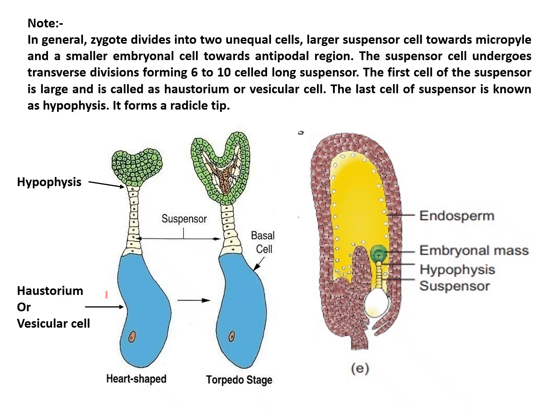This is the first cell of a suspensor which is large. It is called haustorium or vesicular cell, and this is the last cell of a suspensor which is called hypophysis. It forms the radicle tip. The haustorium or the vesicle is present at the micropylar end, and the embryogenal mass is present at the chalazal end.